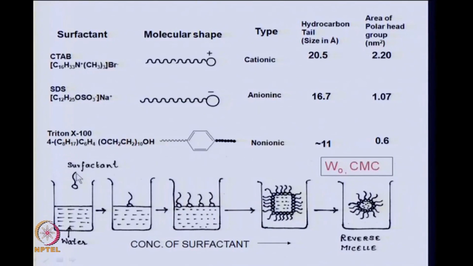So, what happens when you start adding surfactants to, say, water? You have water and you are adding a surfactant molecule. Initially the surfactant stays at the interface. So, you have water and, say, oil or some other medium which is immiscible in water. Then the surfactant molecules try to remain at the interface with the polar head groups on the side of the hydrophilic liquid, which is water, and the tails pointing towards the liquid which is hydrophobic.